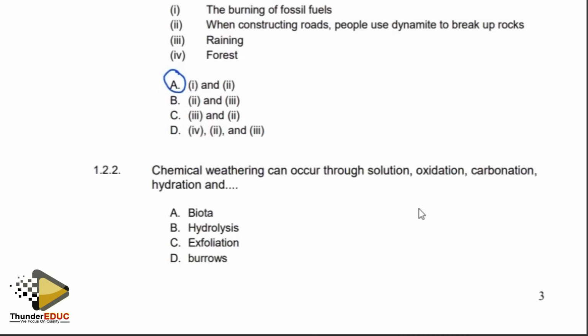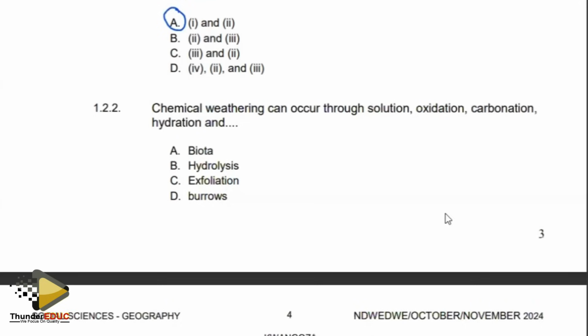And then let's go to chemical weathering can occur through solution, oxidation, carbonation, and hydration, and so on. Here our answer is B, meaning chemical weathering can occur through solution, oxidation, carbonation, hydration, and hydrolysis. All right, let's go to the next question.